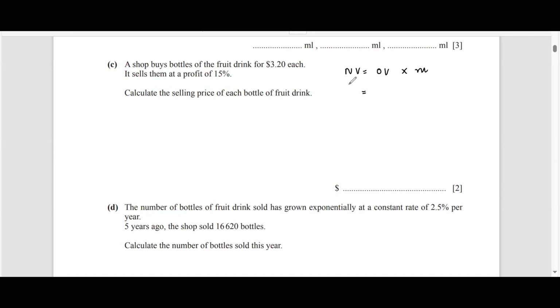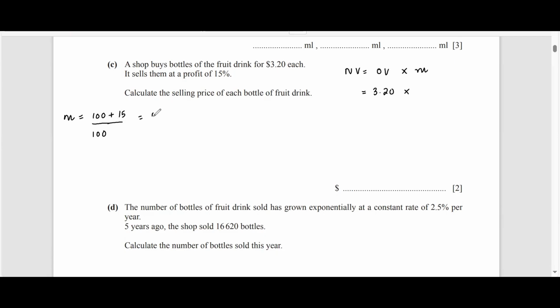So here, original value, we know it is the cost price 3.20 times multiplier. In order to find out the multiplier, you just put 100 in the numerator and denominator. And if it's a profit, you add 15, profit of 15%. If it was a loss, then you subtract 15 from the numerator. That's how you find out the multiplier. If it's increase or profit, you add. And if it is decrease or loss, you subtract.